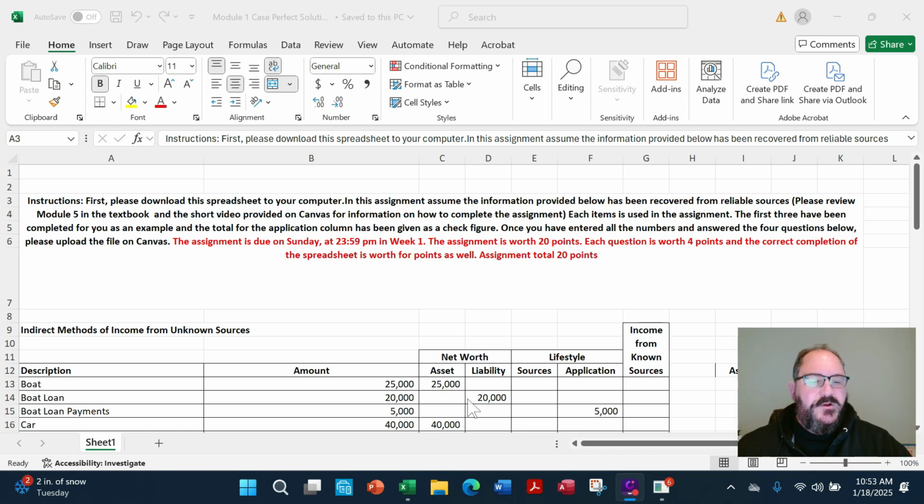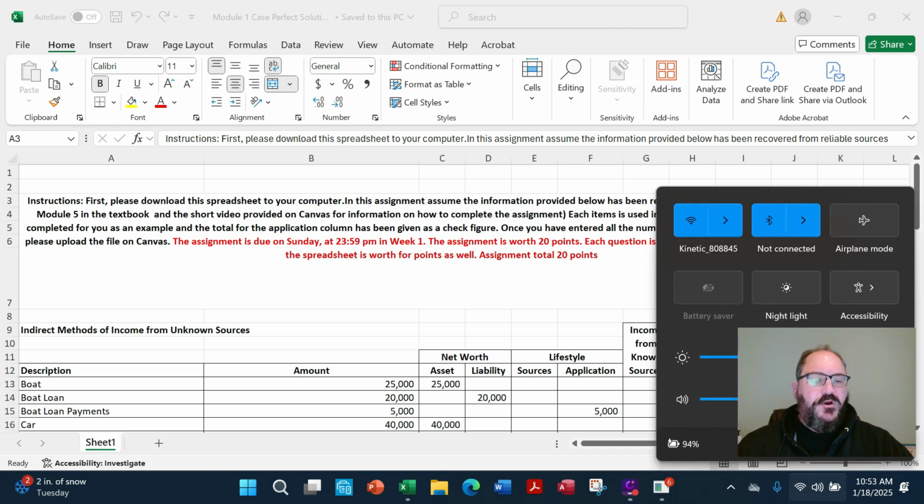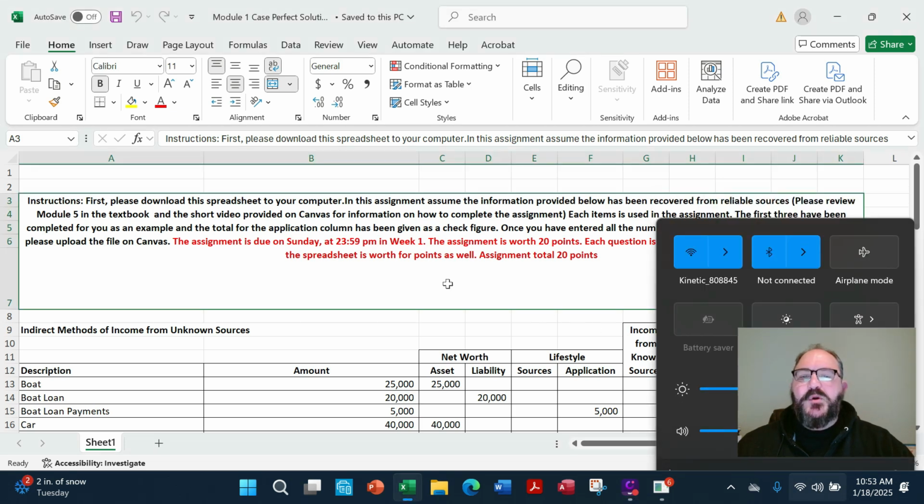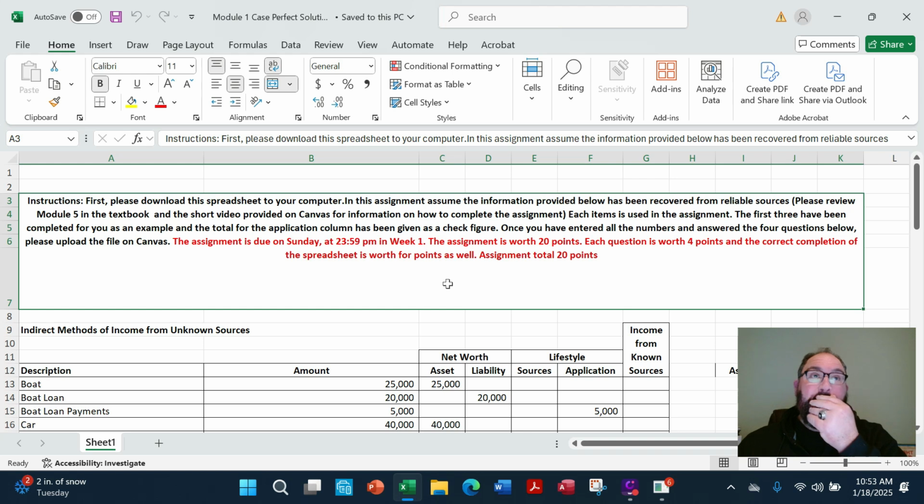Dr. Cohen here. So this is that spreadsheet problem from your homework. Anyway, I just want to take a minute. I had a couple questions about it, so I want to make another video about how it works and what they're trying to do. So let's take a look at the instructions.